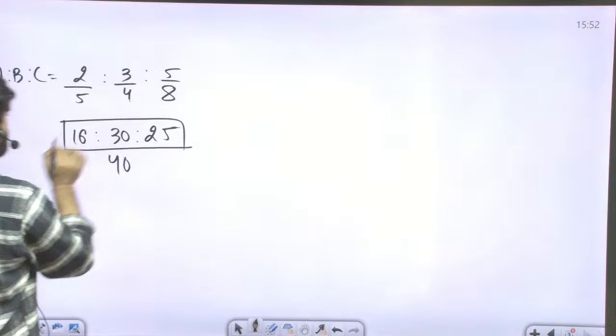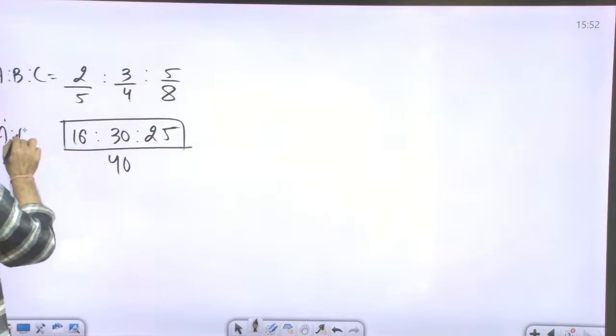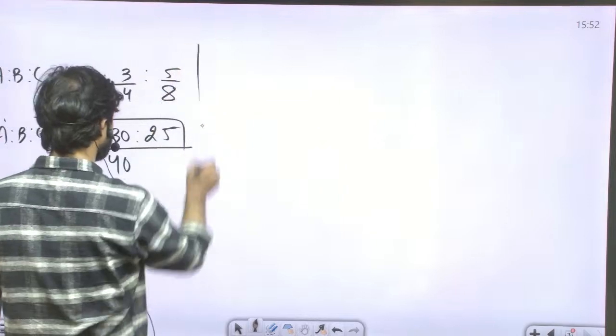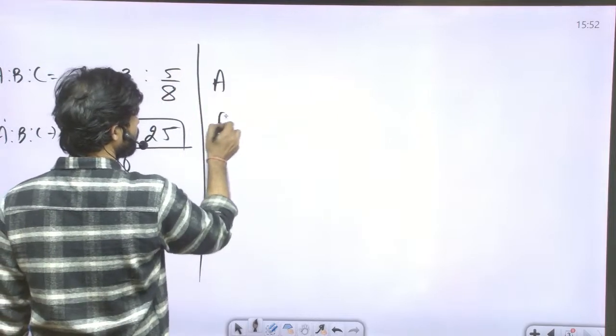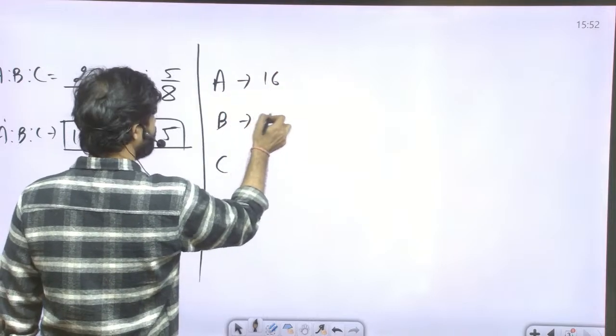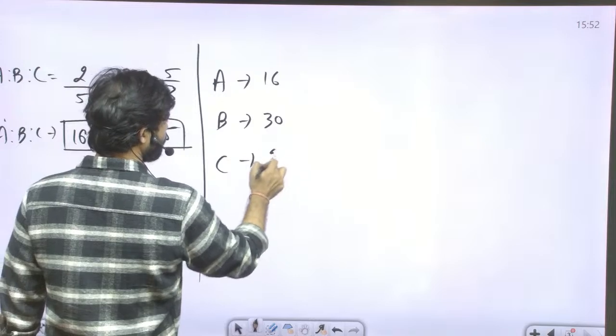So this is the final ratio of A is to B is to C. They have invested their capital in this ratio. So A has invested 16 units, B 30 units and C 25 units. Any problem in this? Okay, so let's move to the question now. This is A, B and C: A 16, B 30 and C 25.